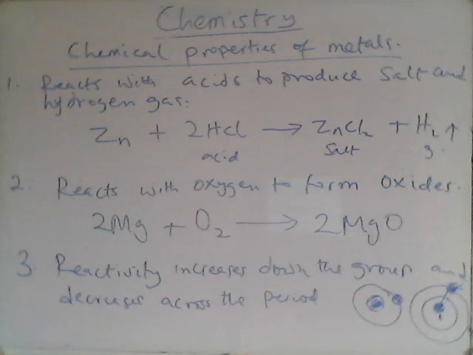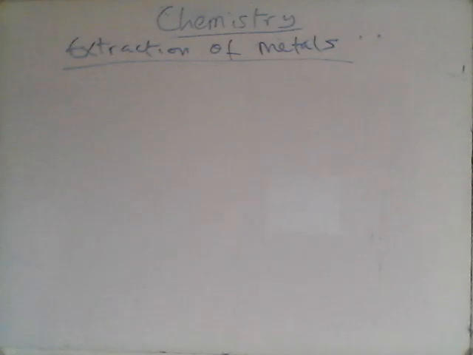How do we extract these metals? How do we extract metals? Okay, so metals occur in natural ores either as free elements, that is the native state, or in compounds, that is the combined state. So we're interested in that combined state. How do we take it out of the combined state? The method of extraction depends on the metal's position in the reactivity series.